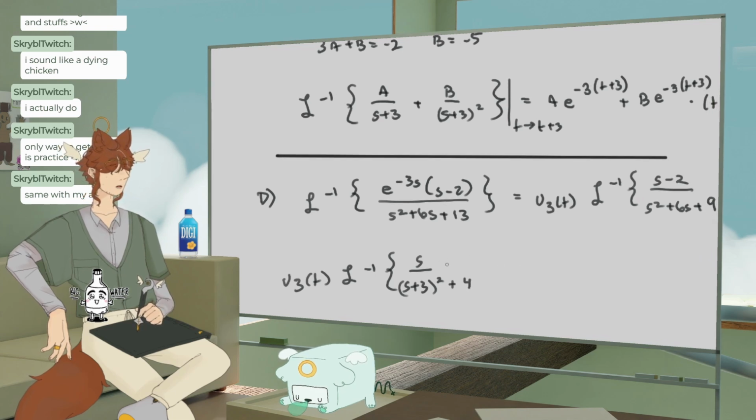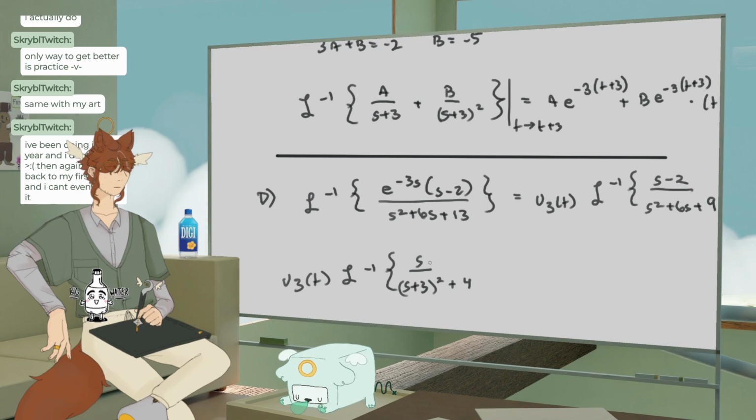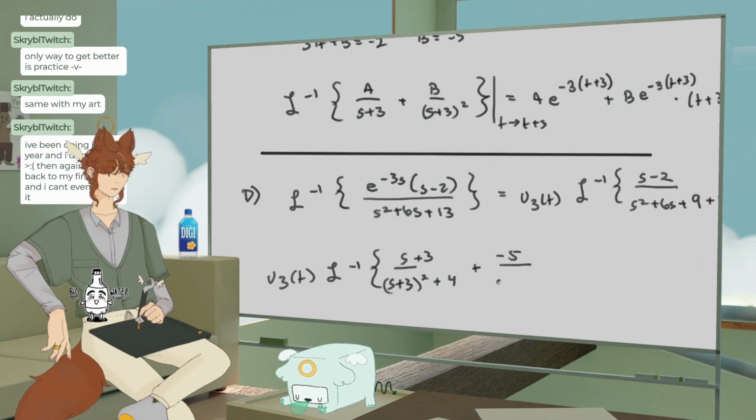Ooh, wait, I need the plus 3, so never mind, it's not gonna be nice. If we want a plus 3, let's see, if we snatch that from the 2, we're gonna have a minus 5. Plus minus 5. Don't question it.